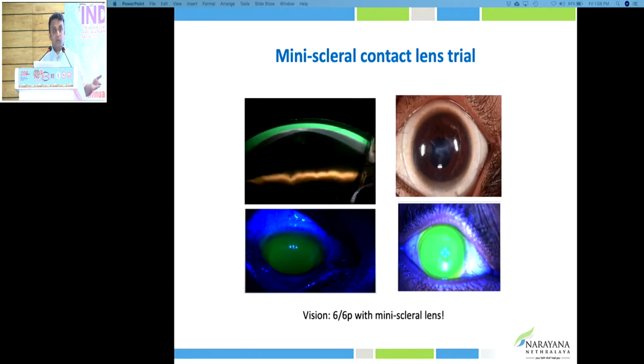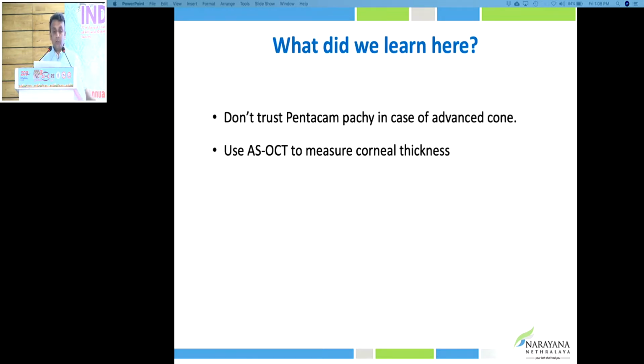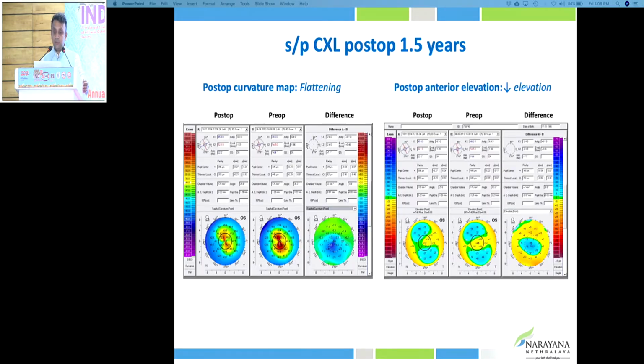Well, we can do a contact lens trial and keep the patient ready for corneal transplant if the patient is interested. However, the vision is very good, so the patient might want to continue. So what do we learn here? In a very advanced cone, your pachymetry on Scheimpflug imaging like Pentacam may not be very accurate. Use more advanced diagnostics like ASOCT.